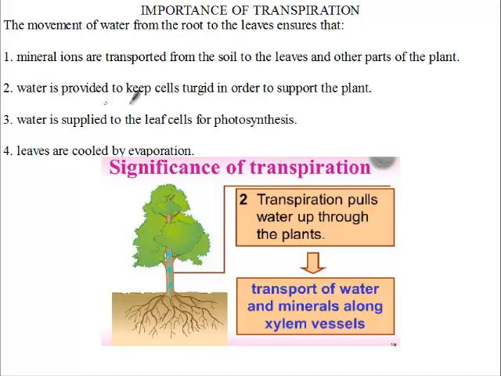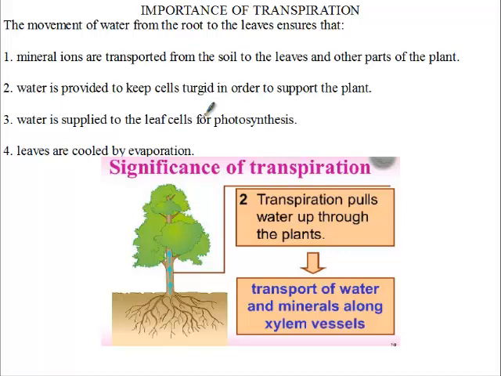Now, water is provided to keep the cells turgid in order to support the plant. Transpiration will ensure that when the plant loses water, more water comes in.